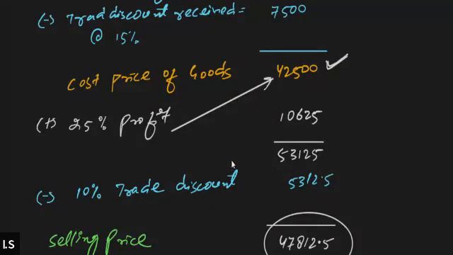After adding the profit of 25%, the final value will be 53,125. Got it? And on this price, we are allowing a trade discount to our customer. We have allowed a trade discount to the customer of 10% of this value. 10% of this value is 5,312.5 rupees. And since it is a discount, we will subtract it, and after subtracting it, we will get the final selling price 47,812.5. I hope this is clear, everybody. Please confirm if it is not.